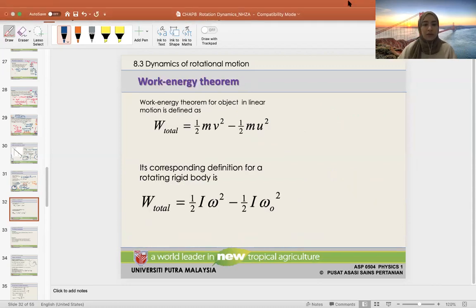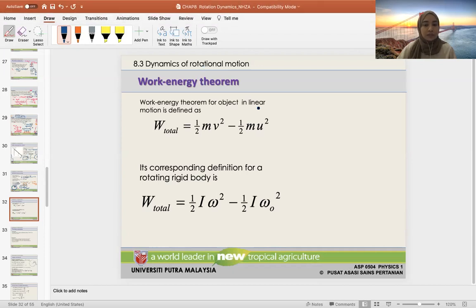Okay, so we also have the work energy theorem for an object in linear motion. This is chapter 4. We already learned this. Chapter 4, I think, don't remember. And then its corresponding definition for a rotating rigid body, we also have this in rotational, surprise, surprise. So work total is 1/2 I omega final squared minus 1/2 I omega initial squared. Same thing, don't have to memorize. So this is the work energy theorem when you have an object of different speeds.